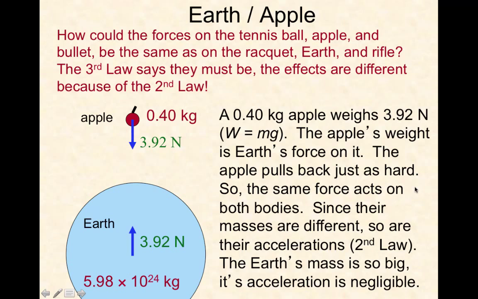The apple's weight is the Earth's force on this apple. Now, the apple is going to pull back just as hard as the Earth pulls on it. So the apple is pulled down with 3.92 newtons of force for its weight, and it's pulling up with that same force on the Earth. But if you look at the Earth's mass, it's a very, very large number. Therefore, the acceleration you would get by taking your weight and dividing by your mass is going to be a much smaller number, a very, very small number.